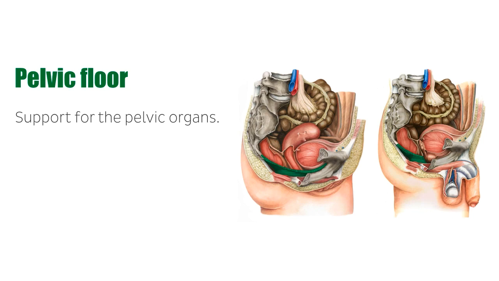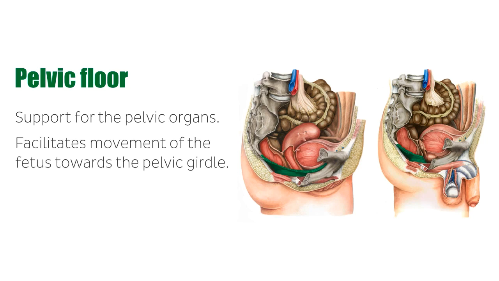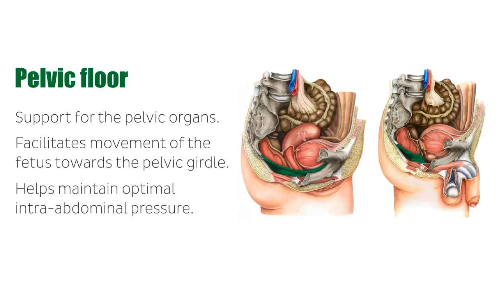Now, during birthing, the pelvic floor will be facilitating movement of the fetus towards the pelvic girdle by resisting the descent of the presenting part, which causes the fetus to then rotate forwards, and therefore results in a majority of fetuses being born head first. Now, the pelvic floor is also helping in maintaining the optimal intra-abdominal pressure. So a few functions listed as associated to the pelvic floor.